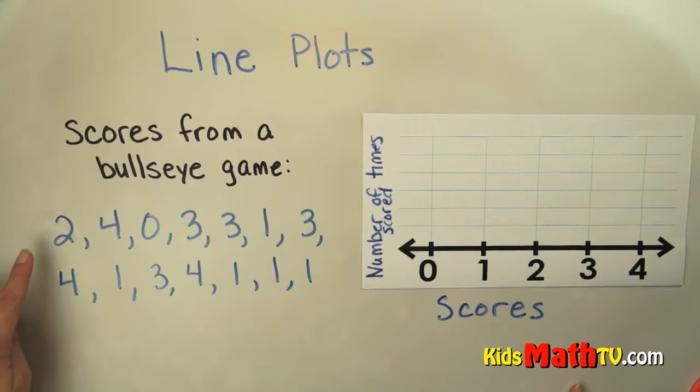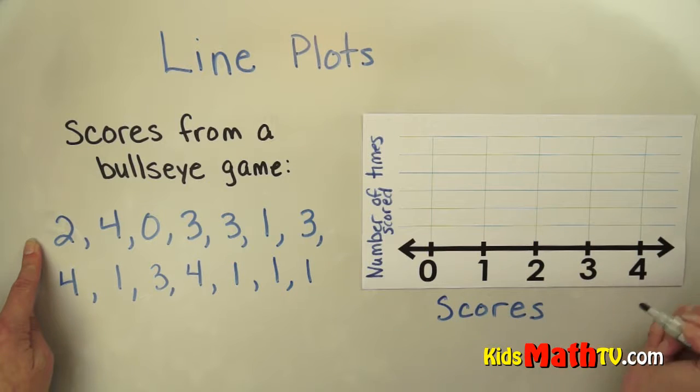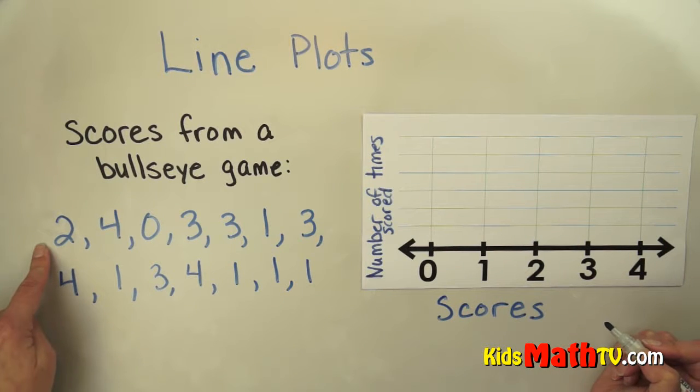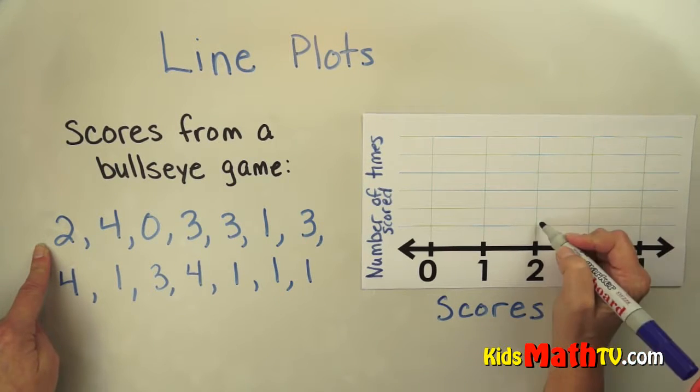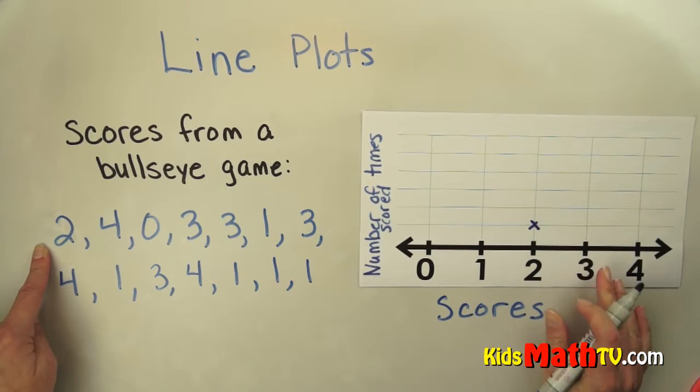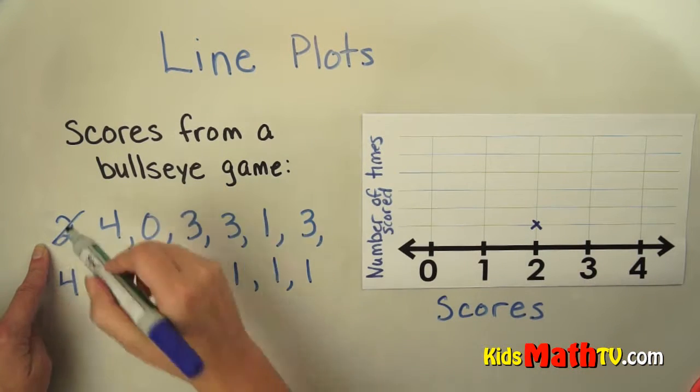Okay, so simply what I'm going to do is I'm going to make a mark at each point along the way. So I got a 2. So I go to the 2 and I'm going to mark. There's 1, 2. Okay. So I've done that one. I want to mark them off.